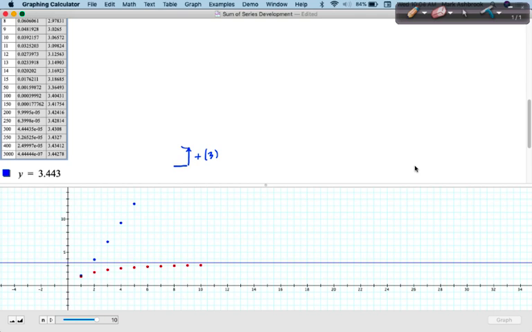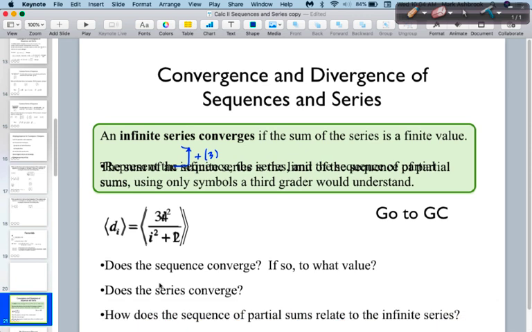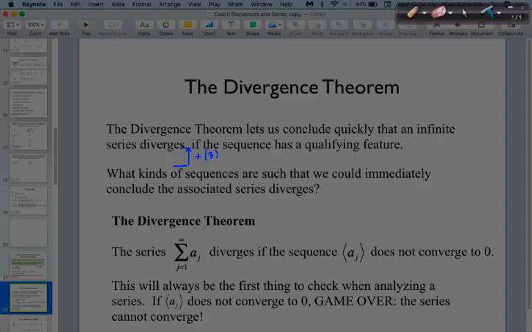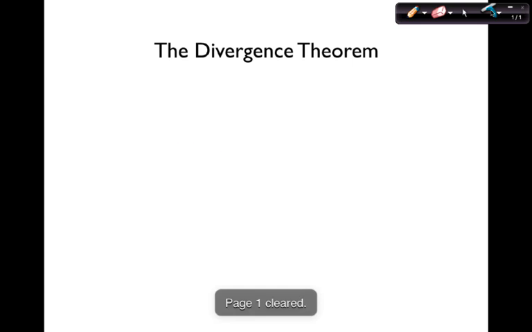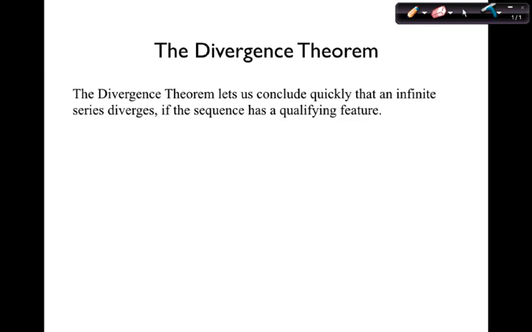Okay, does this make sense? So this brings us to a really important conclusion: the divergence theorem. Looking at those two examples, the divergence theorem lets us conclude quickly that an infinite series diverges if the sequence has a qualifying feature. Those last two examples pointed that out. So you're looking at a sequence, and you're asking if the series converges or not. What fact about the sequence could you say, boom, that series could never converge?